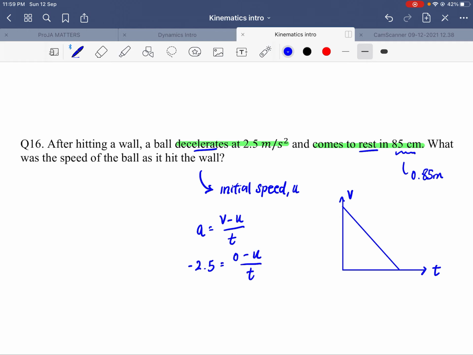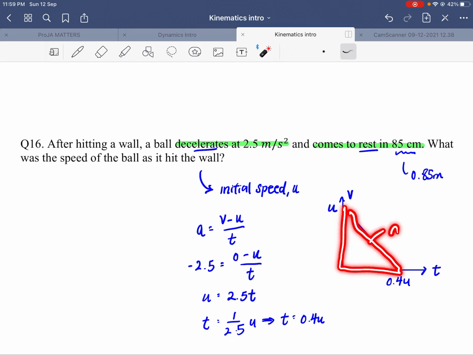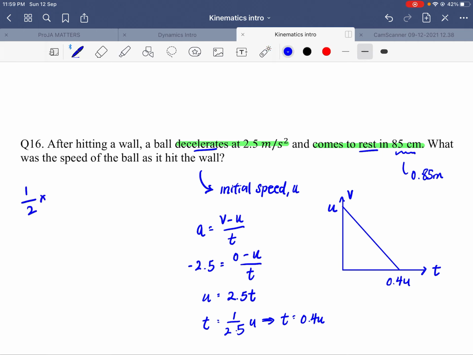So from this, we actually find out that the initial velocity is 2.5 T. Or alternatively, we can say that T is, let's do the math, 1 over 2.5 U. Therefore, T is 0.4 U. So we can label 0.4 U, and then this one will just be U. So we know that this entire area under the graph will be the distance. So we can take half times U times 0.4 U equals the distance traveled, 0.85 meters.